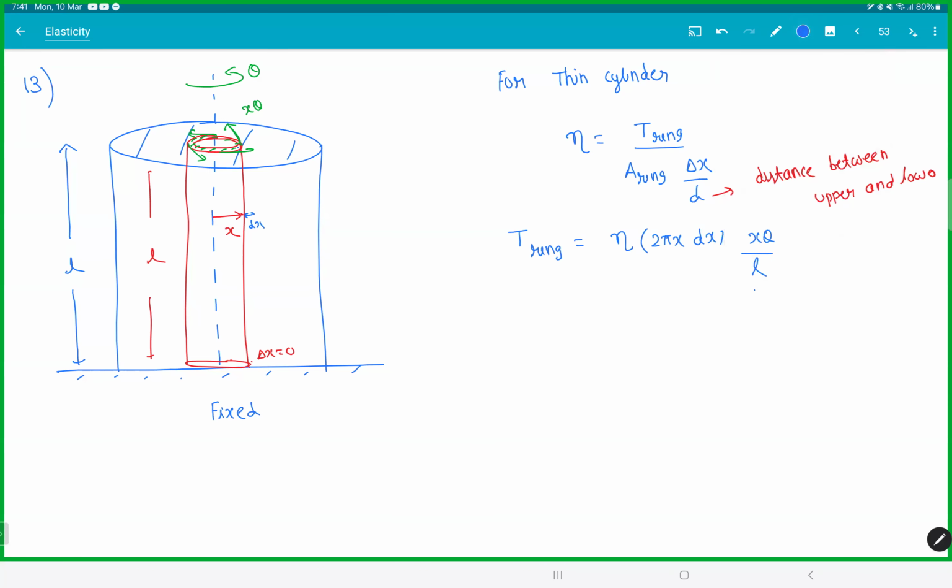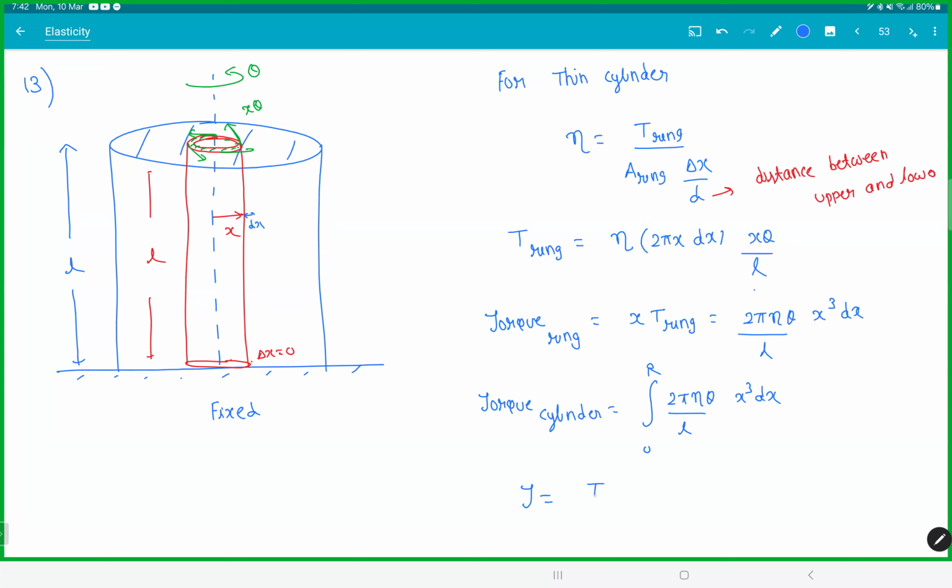Perfect. You got tension. So what is torque on the ring then? Torque on the ring is tension into distance, which is x into tension on the ring, which would be 2 pi eta theta x cube dx by L. So what's the total torque on the upper surface? Integral of 2 pi eta theta by L from 0 to R of x cube dx. So we get torque is equal to pi eta r power 4 by 2L into theta.